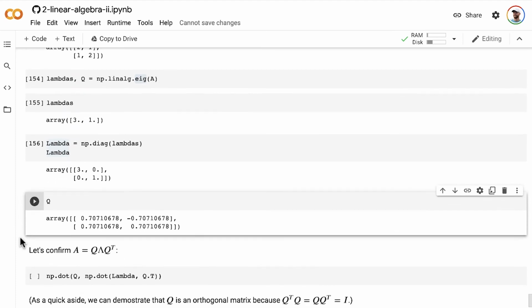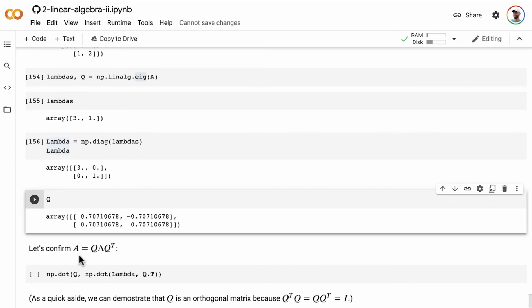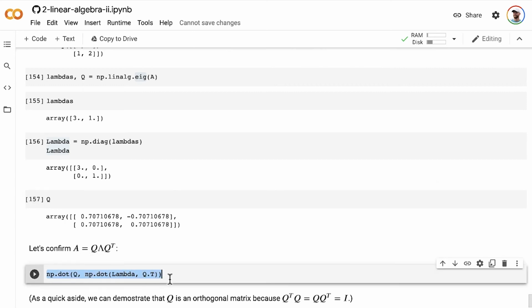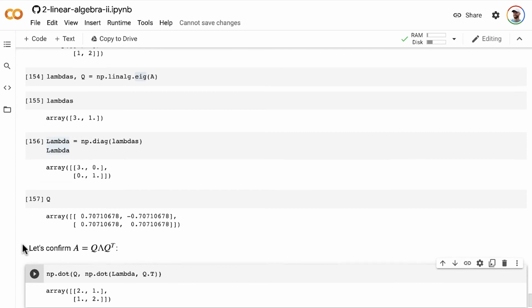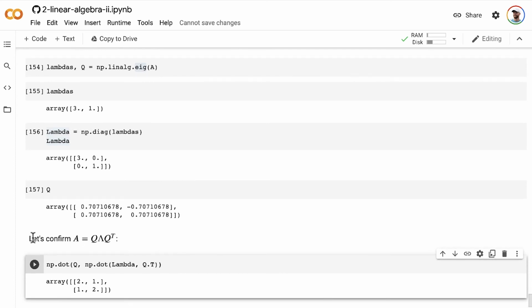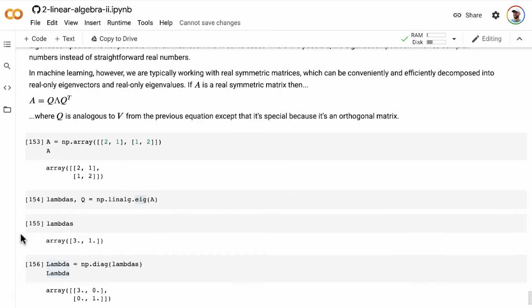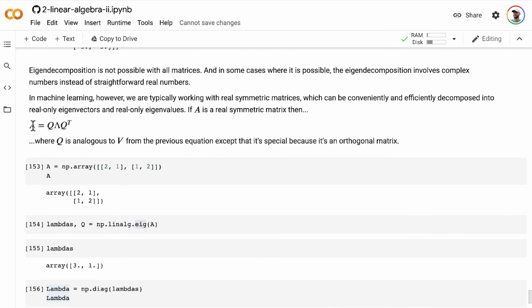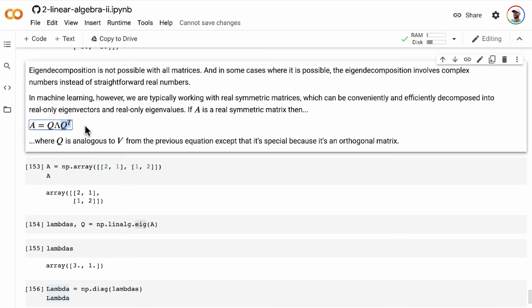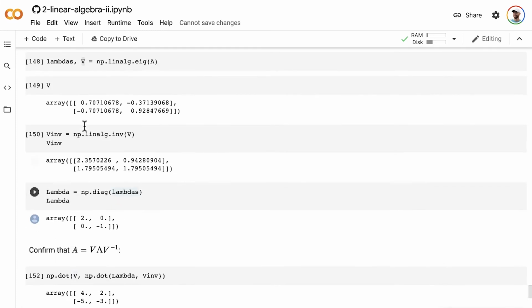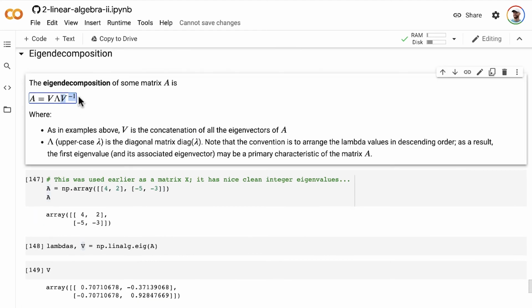And we can confirm that our original A is equal to Q lambda Q transpose. Here's that math in Python format. And it restores for us our matrix A. So this is convenient that real symmetric matrices are common in machine learning because it is very cheap to compute the transpose of a given matrix relative to computing the inverse of a given matrix.